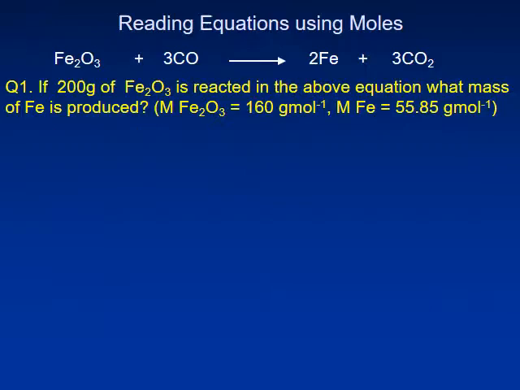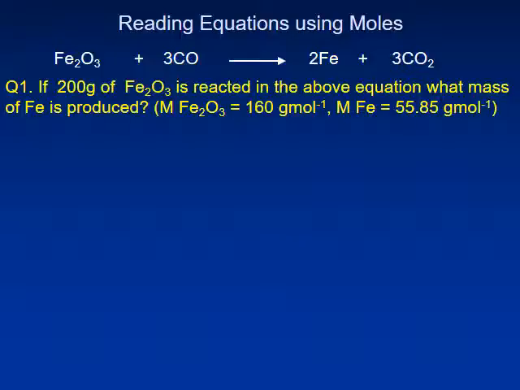Okay? So, new equation. Iron oxide or rust plus 3 carbon monoxide gives 2 iron and 3 carbon dioxide. So if 200 grams of iron oxide is reacted in the above equation, what is the mass of iron produced? I'm also going to give you the molar mass of iron oxide. It's 160 grams per mole, and the molar mass of iron is 55.85 grams per mole. So pause the video now and then come back when you think you've got the answer.